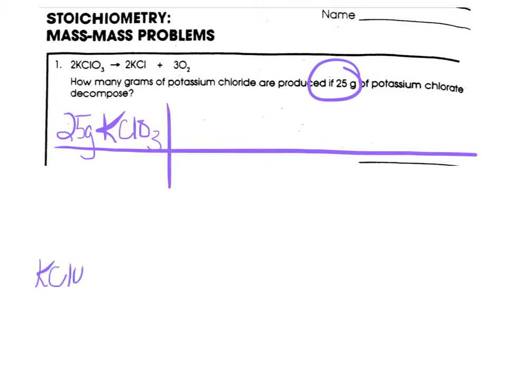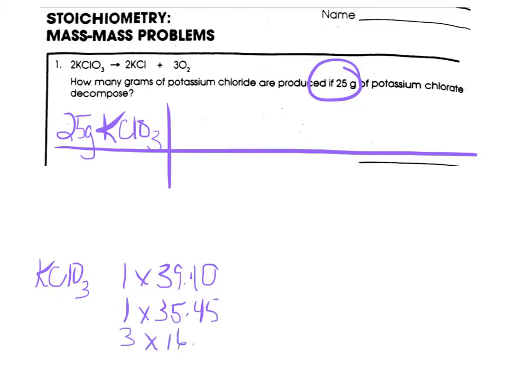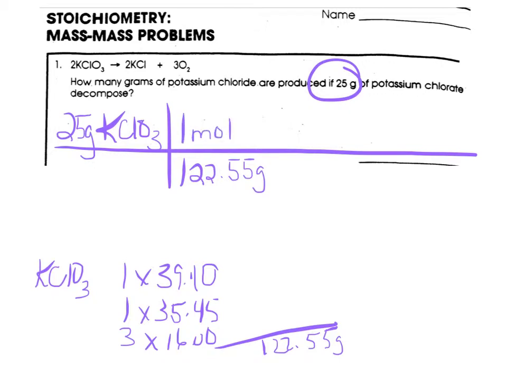I'm just going to kind of stick this out to the bottom. So I'm going to have 1 times my 39.10, 1 times 35.45, and again, all these numbers are coming from the periodic table, and 3 times 16. So this is your molar mass, and all of that added together is 122.55. So on the examples on the other side of the worksheet, they only went to the ones place value. Your periodic table goes to the hundredths, so we're always going to use the hundredths place value, so we don't have a lot of rounding in our answers. So 122.55 grams in 1 mole of KClO3.